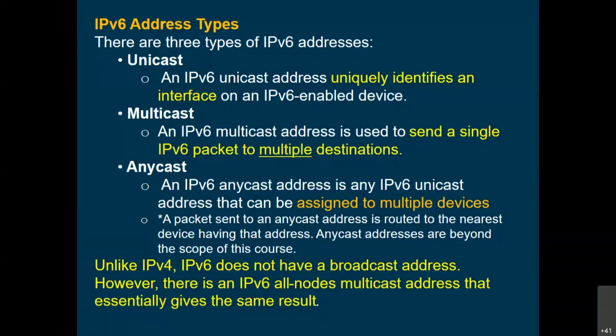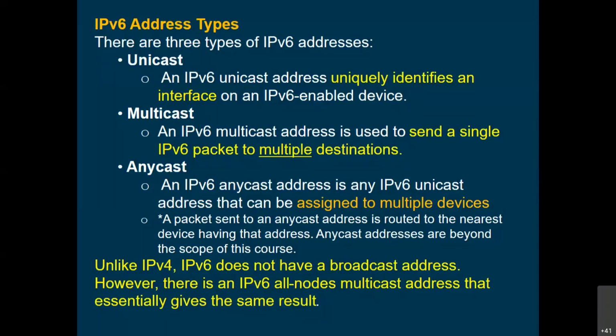It's sort of like a group. So there's multicast in IPv4 as well. Now, anycast is an IPv6 address where any IPv6 unicast address can be assigned to multiple devices. So a packet sent to an anycast address is routed to the nearest device having that address. Now, this is just for knowledge because anycast addresses are beyond the scope of this course. We will focus on unicast and multicast.